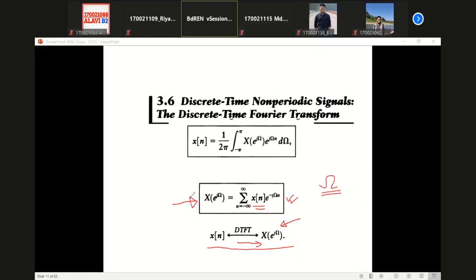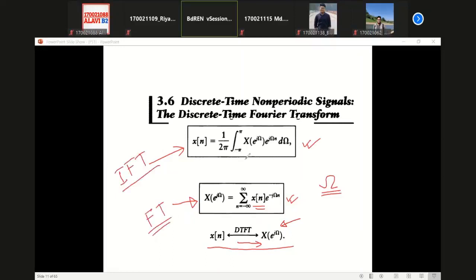So this is our analysis equation. Then if X(e^{j omega}) is available to us, we can reconstruct our signal by using this sum. So this is our synthesis equation. These two equations are called transform pairs, and they will appear in pairs. Only one transformation is not enough. If we can go into the frequency domain by using the forward transformation, then we can come back to the time domain by the inverse transformation. So this equation is the inverse Fourier transform, and this equation is the Fourier transform.